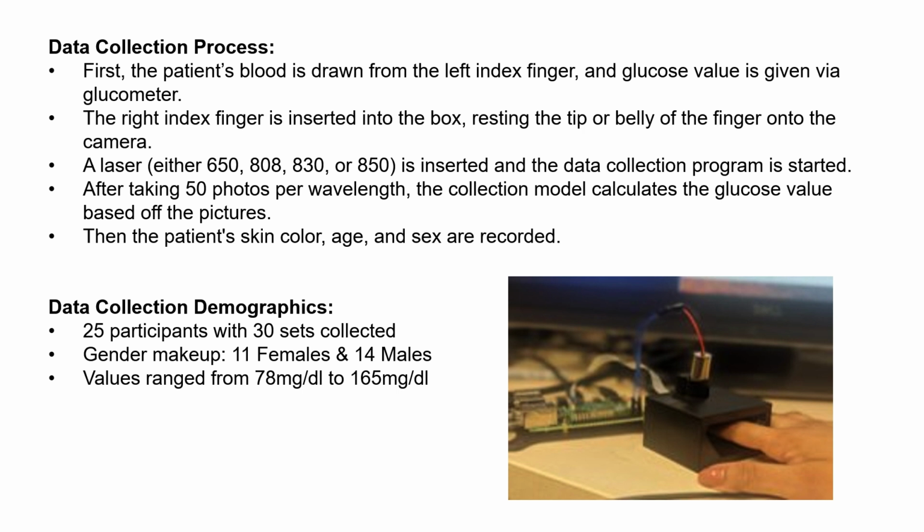Then, the right index finger is inserted into the box, resting the tip or the belly of the finger onto the camera. A laser is then inserted and the data collection program is started. After taking 50 photos per wavelength, the collection model calculates the glucose value based off of the pictures. Then, the patient's skin color, age, and sex are recorded.